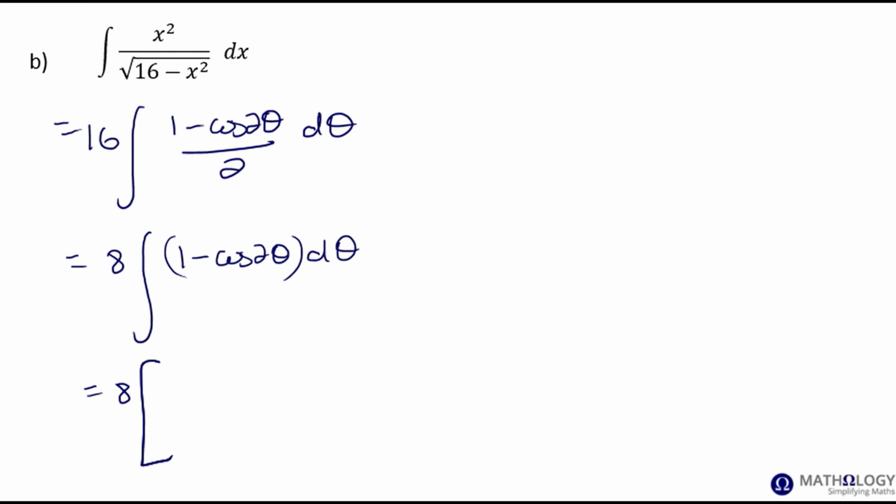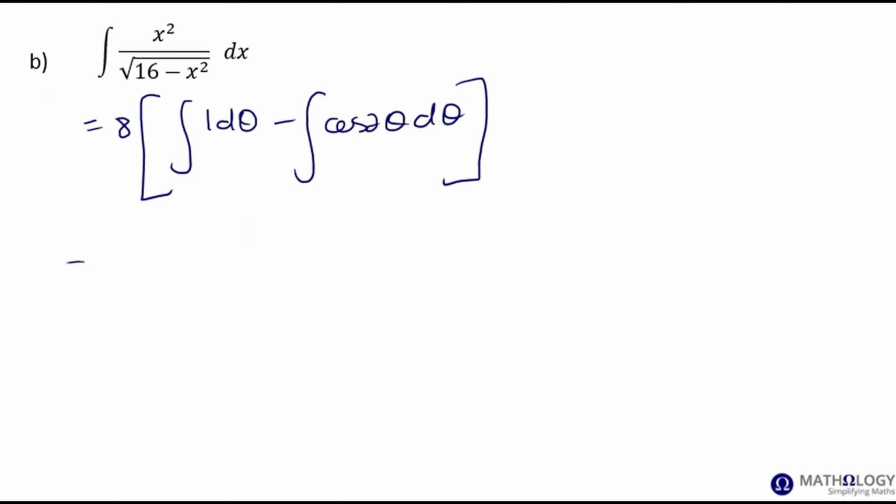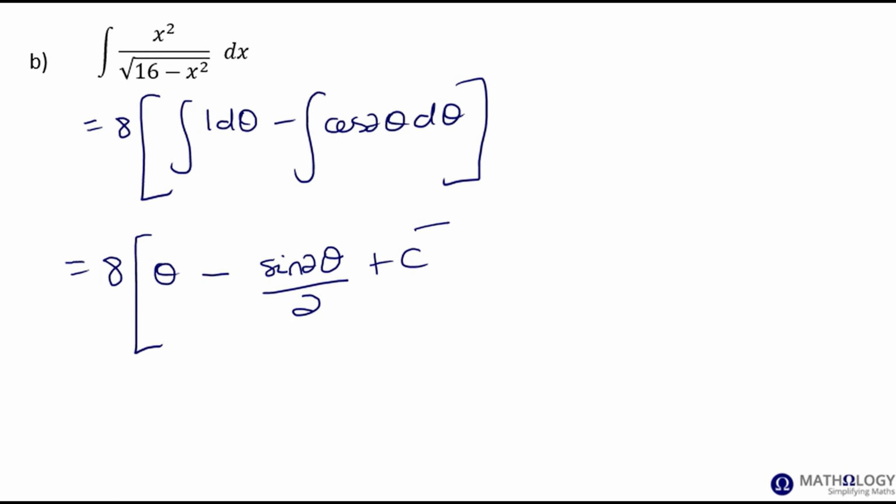So it's 8 times the integral, writing it as two separate integrals, the integral of 1 d theta minus the integral of cos 2 theta d theta. So that equals 8 times the integral of 1 with respect to theta, which is just theta, minus the integral of cos 2 theta, which is sine 2 theta, but we also have to divide by the derivative of 2 theta. So we're dividing by 2, plus the integration constant c. So it equals 8 theta minus 4 sine 2 theta plus c.